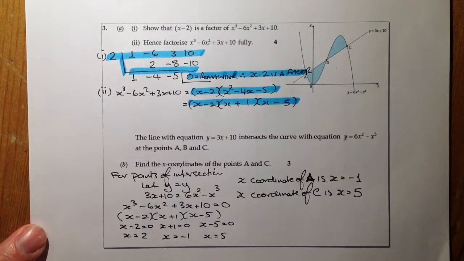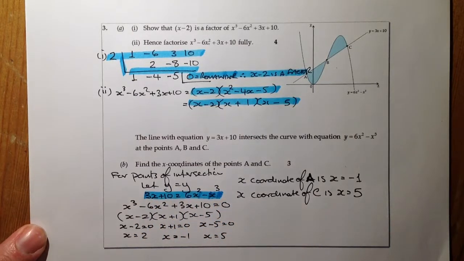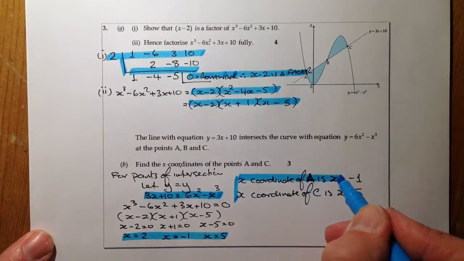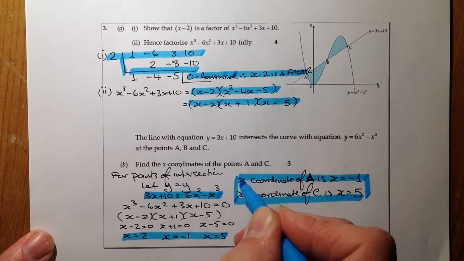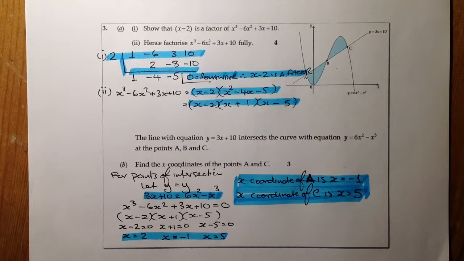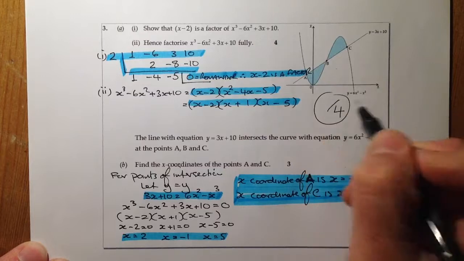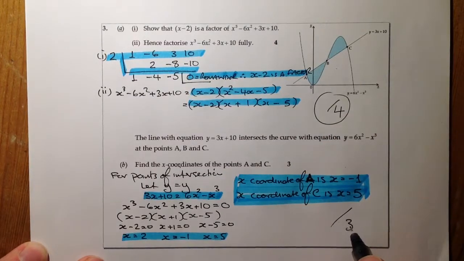For part B, we'll go for 1 mark for letting the line and the curve equal each other to try and solve them. And from there we'll go for getting x is equal to 2, -1 and 5, and then from that getting a statement that clearly says what the x coordinates of A and C are. So that would be 3 marks there. So that's out of 4 on the top for part A. This one here is out of 3. Okay, so that's 7 marks in total so far.